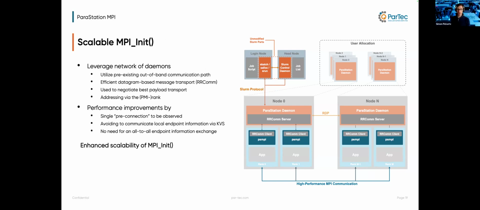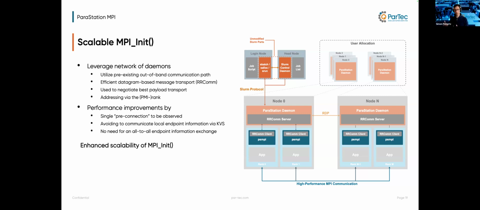This is actually the point. So we leverage the ParaStation daemons to have a more scalable MPI init. To understand that, what you need to know is that usually you need some kind of out-of-band communication when setting up an MPI communication session. Once the MPI communication session has been set up, usually the processes are talking over some kind of high performance interconnect and corresponding protocol, such as InfiniBand verbs or some higher layer protocol.